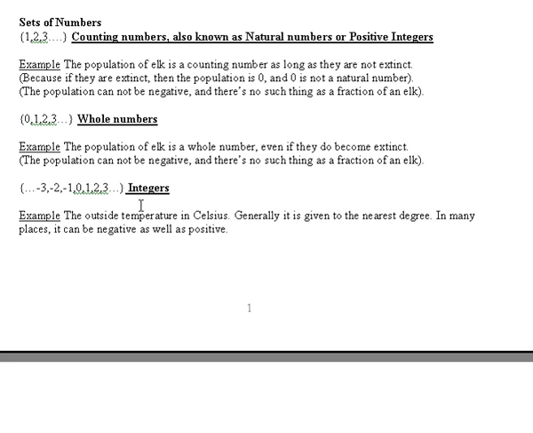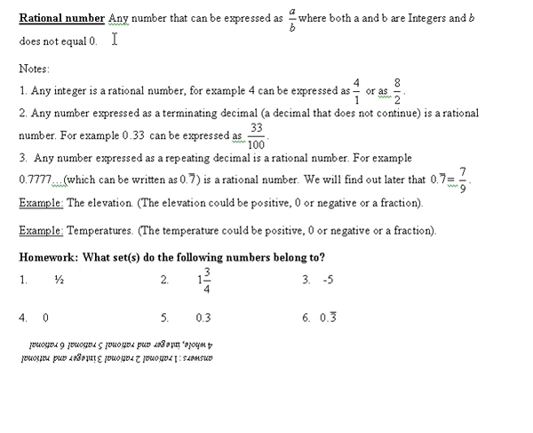Your integers include all your positive counting numbers and also your negative counting numbers and 0. No fractions. No numbers that have to be written in the form of a fraction. So positive whole numbers, positive counting numbers, negative counting numbers, and 0. The next set is the set of rational numbers, and a rational number is any number that can be written in the form of a fraction, a over b, where b is not equal to 0.